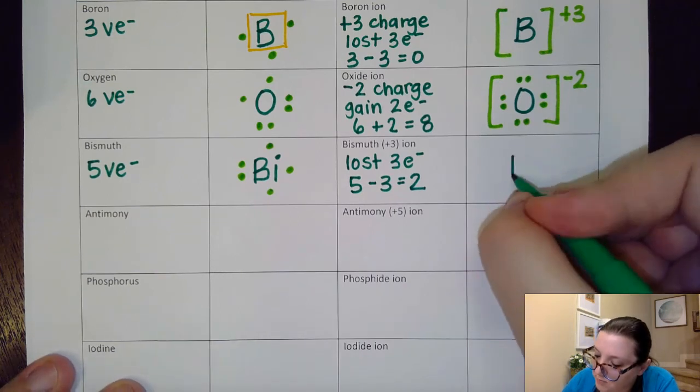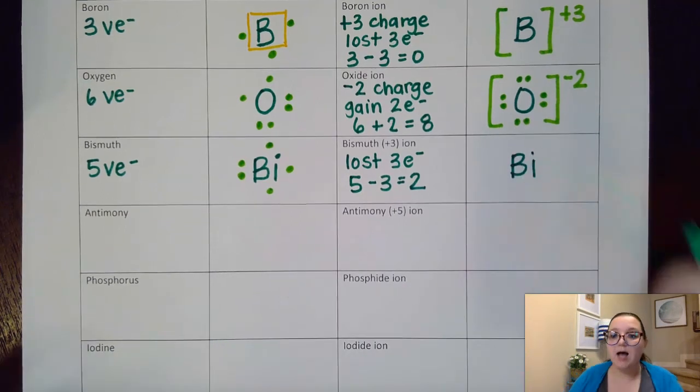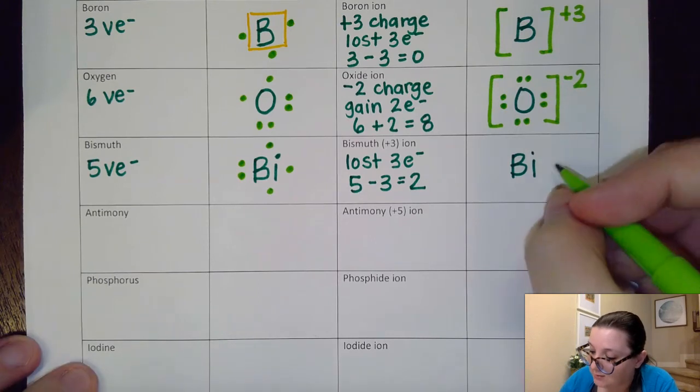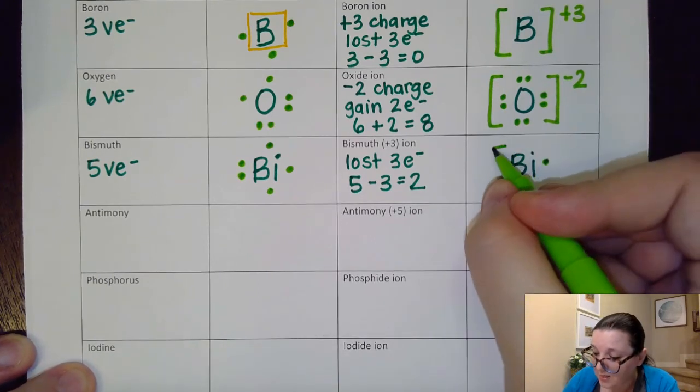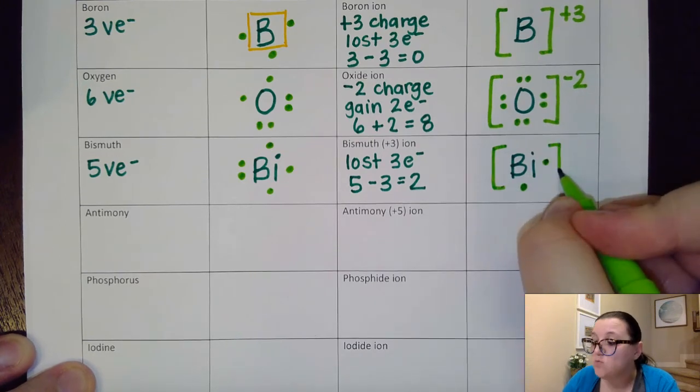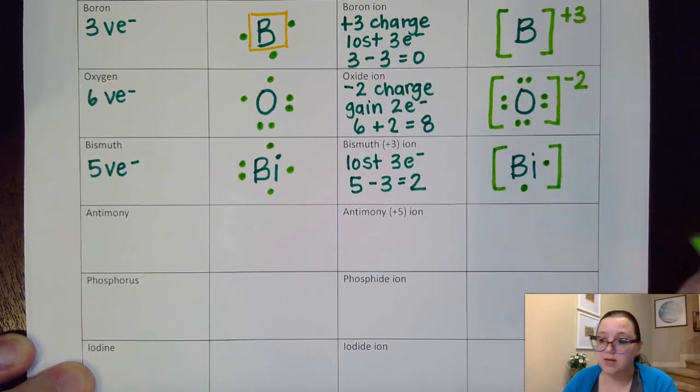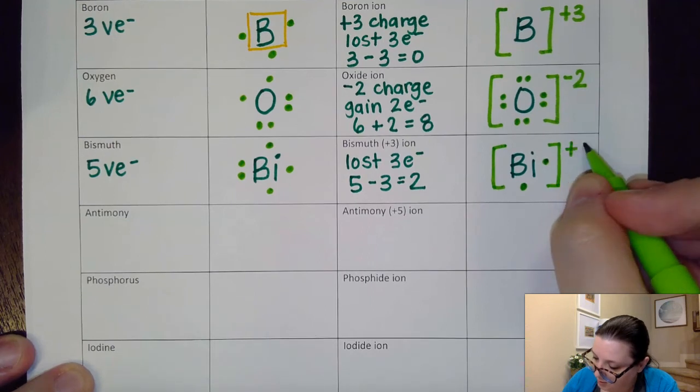So when I draw my bismuth, I'm still going to have 2 dots. So again, if you're being told what charge to use, there is a chance that you may still have some dots remaining. And then of course I'm going to put my charge here.